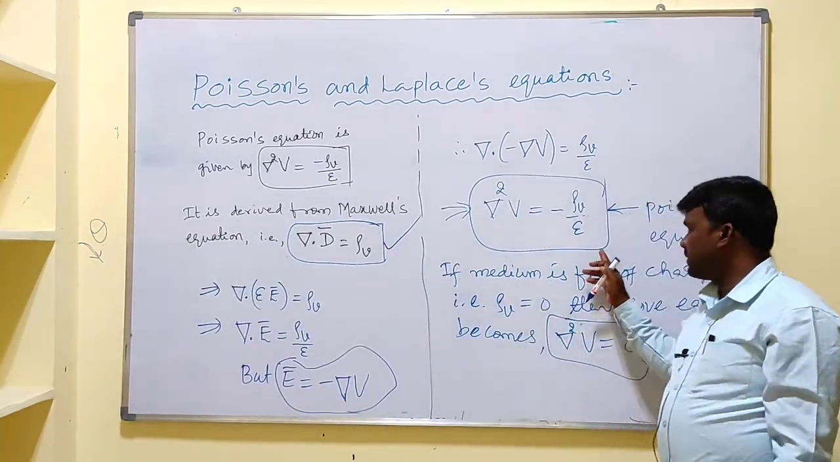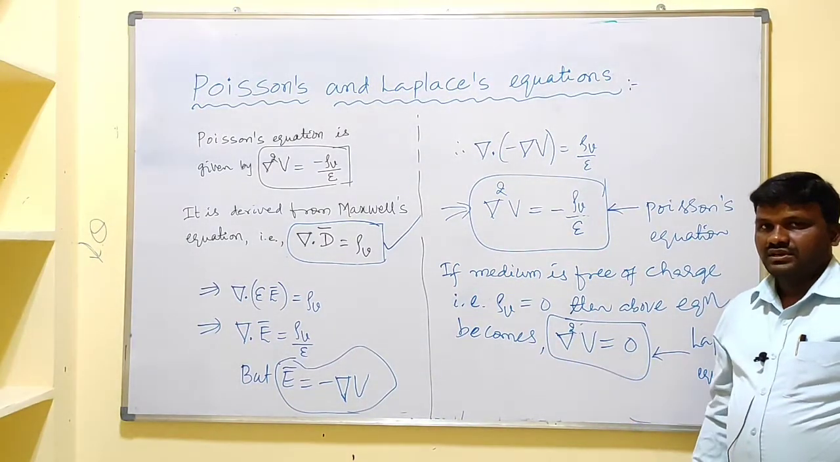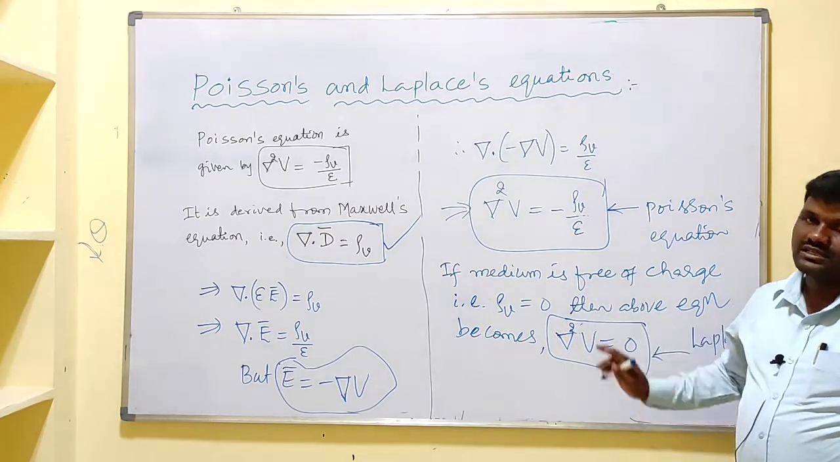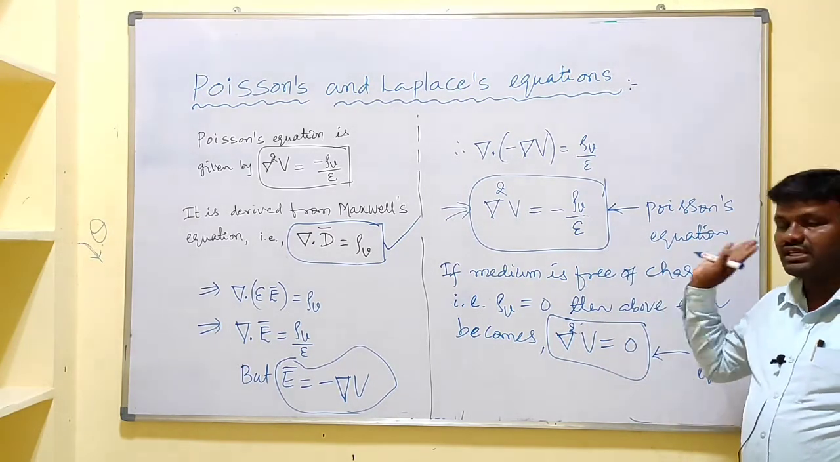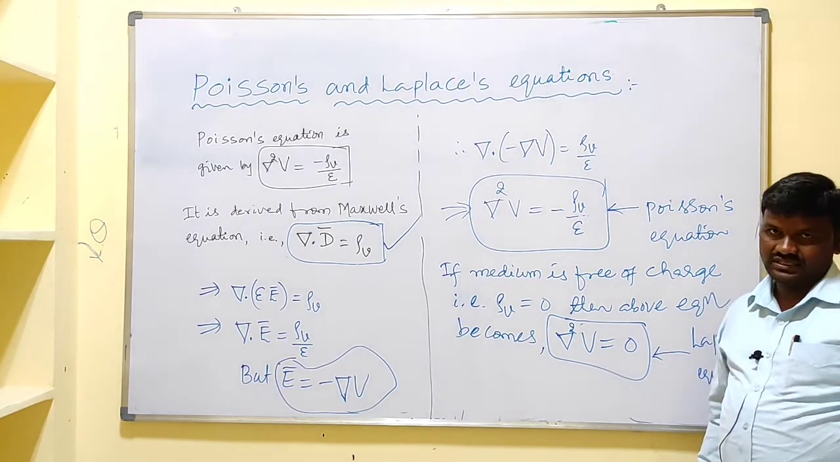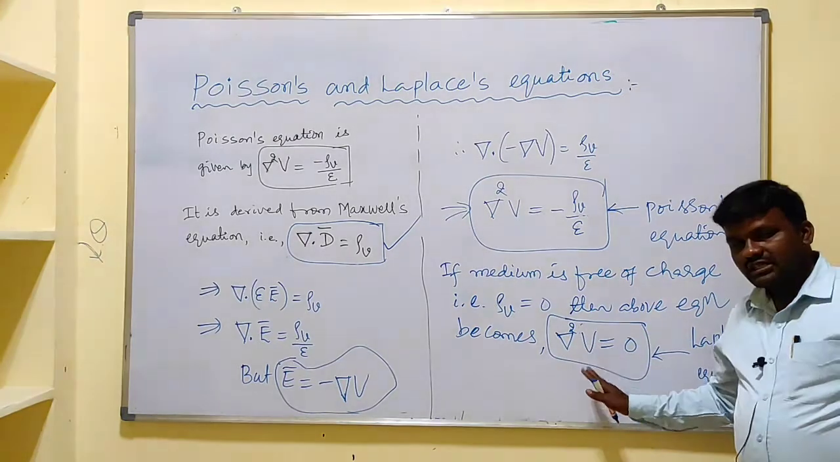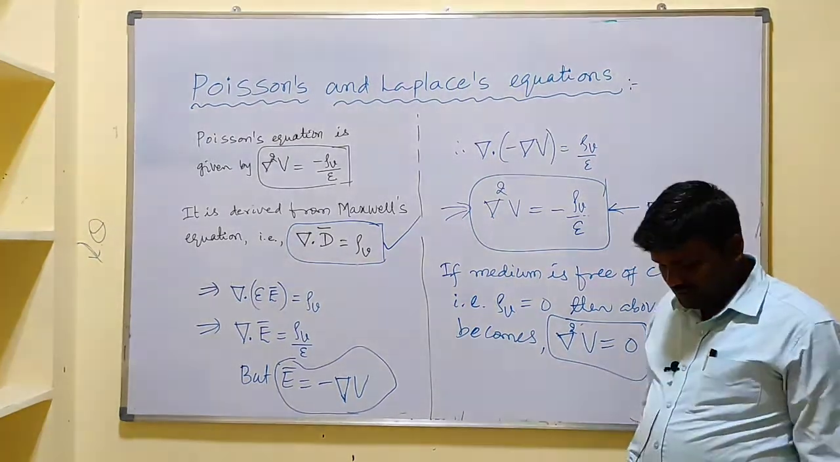This equation is called Poisson's equation, and this equation is called the Laplace equation. Laplace equation is the special case of the Poisson's equation if rho V is 0, that is, if the medium is free of charge.